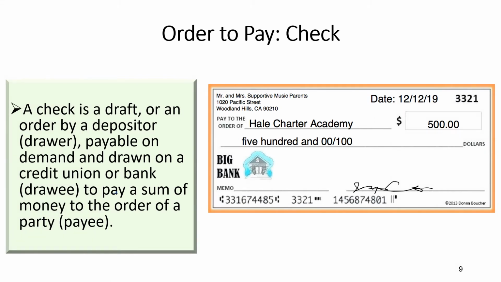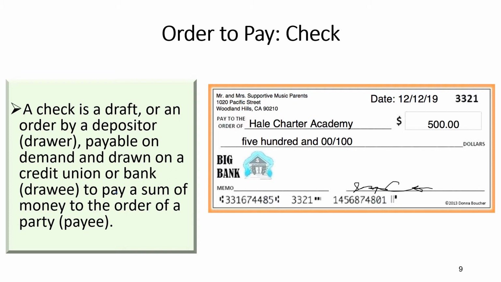Here's our second example of an order to pay, a check. This is very common. You probably have seen this. A check is a draft, and again, it's got an order by the depositor, who's the drawer, payable on demand and drawn on a credit union or bank. The bank or the credit union is the drawee because they're the ones being told to release the funds. And then the payee is the party to whom the funds are being given.